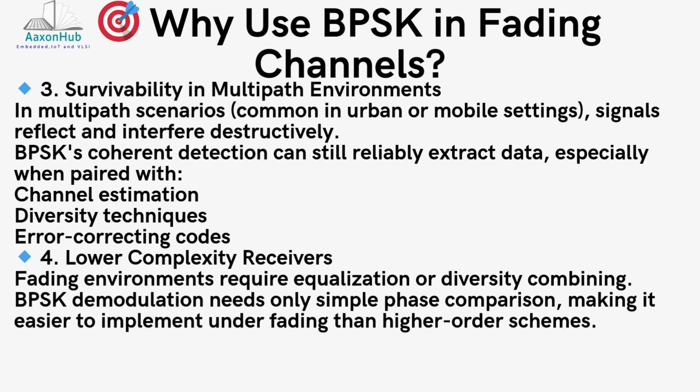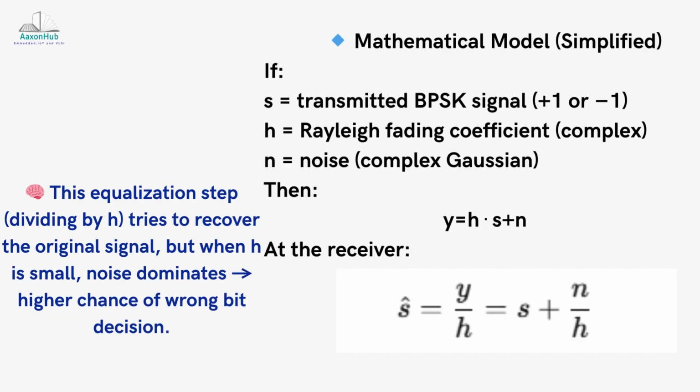When it comes to the mathematical model, let's define the signal model under Rayleigh fading, which is represented by the equation y equals h times s plus n. Here, s is the transmitted BPSK symbol, either +1 or -1. h is the complex Rayleigh fading coefficient and n is the noise.